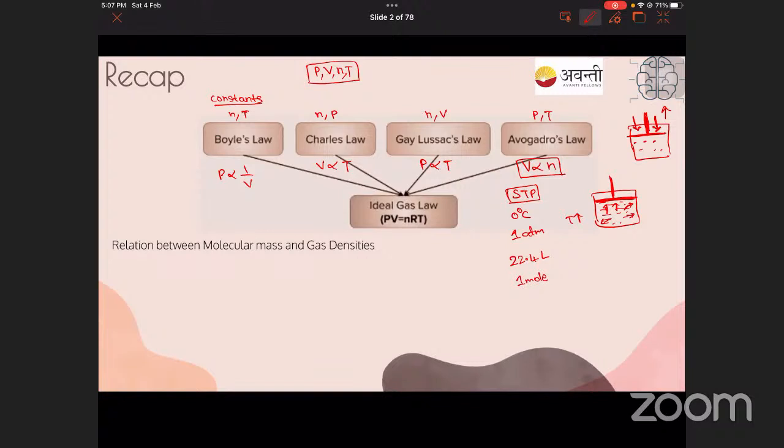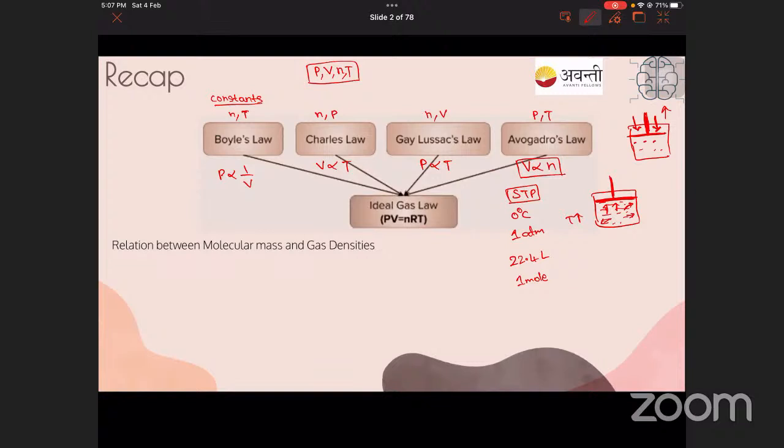Now, we used all these 4 laws and what we derived? The ideal gas equation, that is PV = nRT. Now, we also derived a relation between molecular mass and gas densities. What are those? Now, what is molecular mass? Nothing but the mass of Avogadro number of molecules of a particular atom, maybe molecule, right?